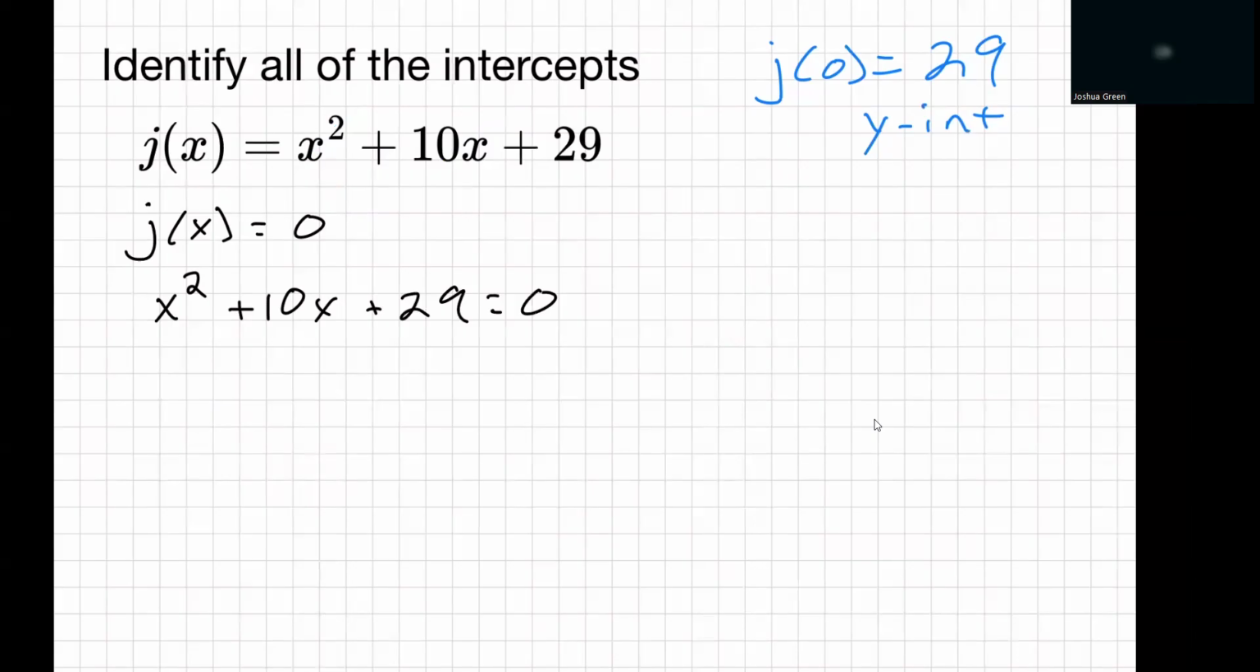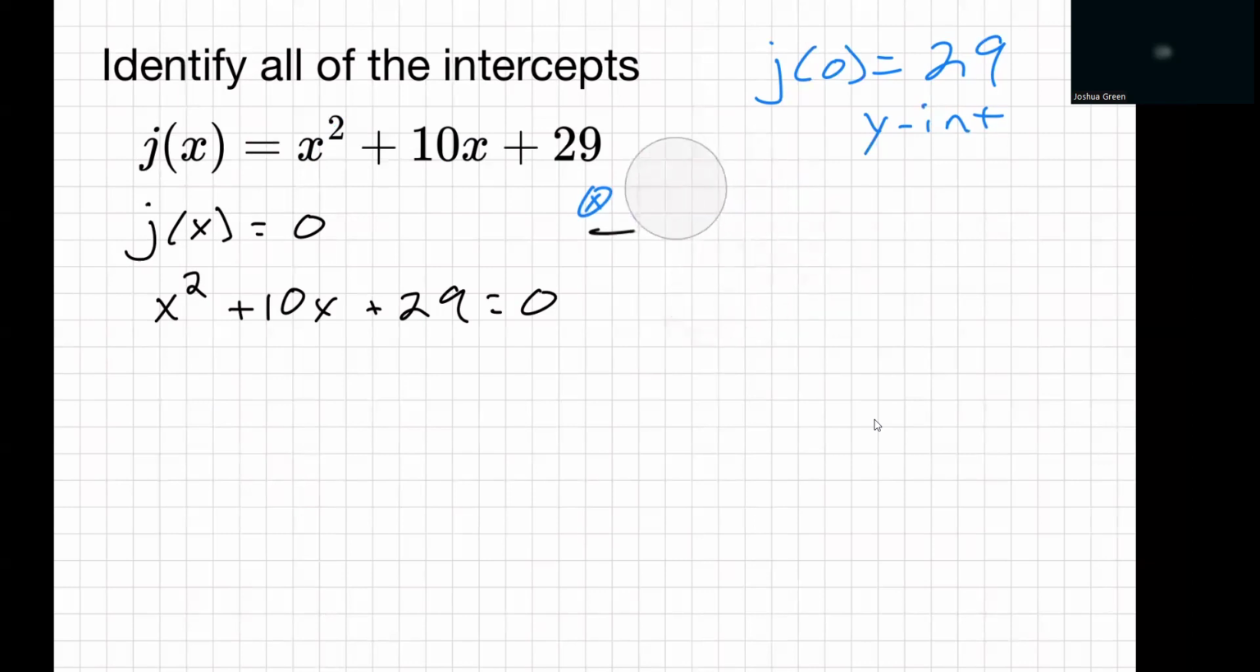If you try to do that little t-chart like I showed before, we'll find that a times c gives us 29, and our b value is 10. And the only factors of 29 are 1 and 29. So there's no way for me to build 10 from 1 and 29. So I will not be able to factor. This is where we would say, the trinomial I'm working with is prime. I can't do it. So we have to have another way.